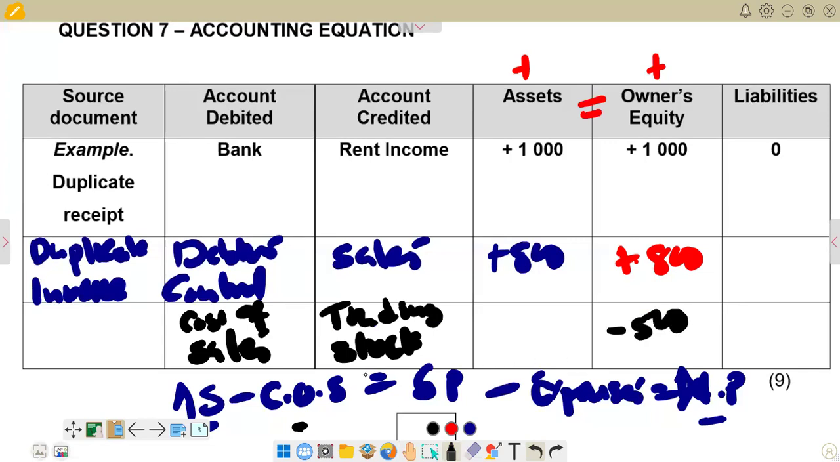And then trading stock is an asset. Here we are crediting, and we said when we credit an asset, it's a negative. So here we are also going to have a negative on the asset side. Remember, if you have a plus on the side of the assets, you are going to have a plus on the owner's equity. In this case, we have a negative on the side of the assets, so it means it's also going to be a negative on the other side of the equation, which is owner's equity.